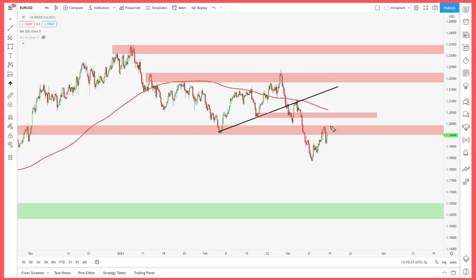So anyways, that's my thought on the euro dollar: I have a bias to the downside as we enter into the supply zone. If that doesn't work, I very well may look for another entry point.